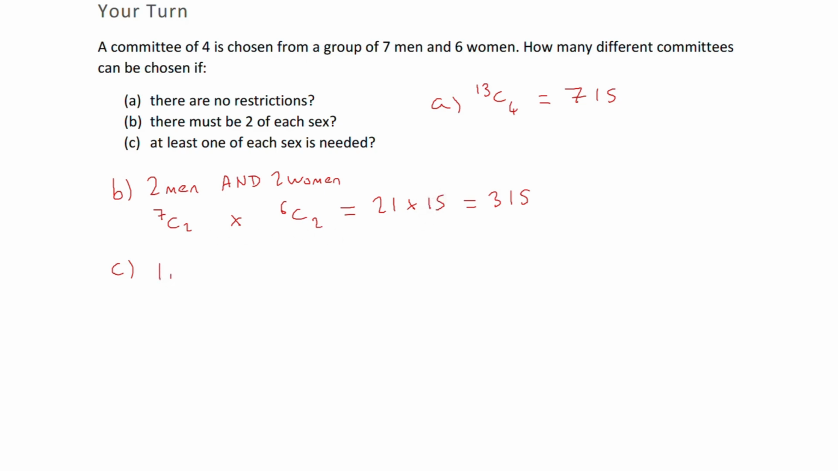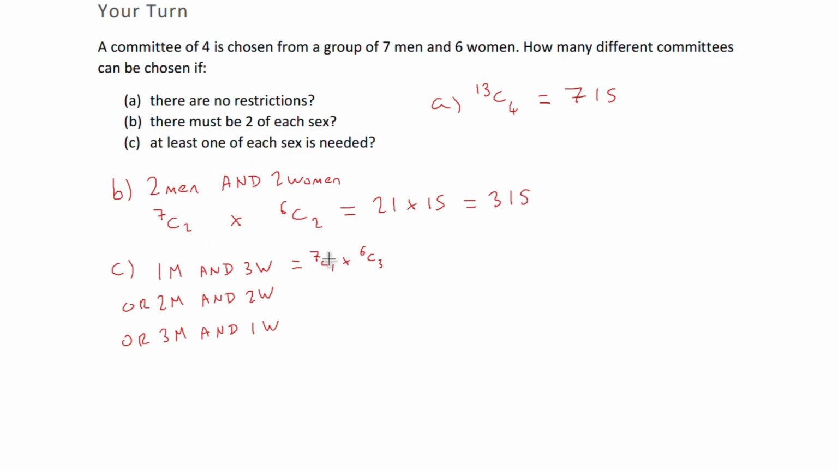We could have 1 male and 3 women, or we could have 2 men and 2 women, or we could have 3 men and 1 woman. Working out each of these, this is going to be 7 choose 1 times 6 choose 3, by the same reasoning as this one was here.